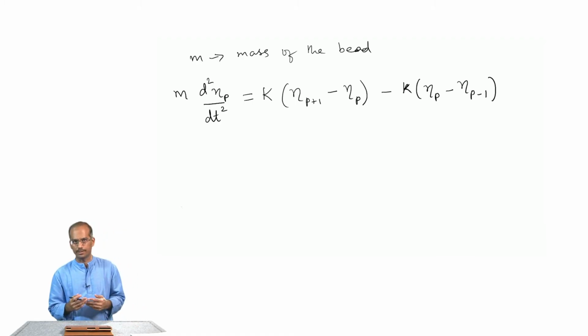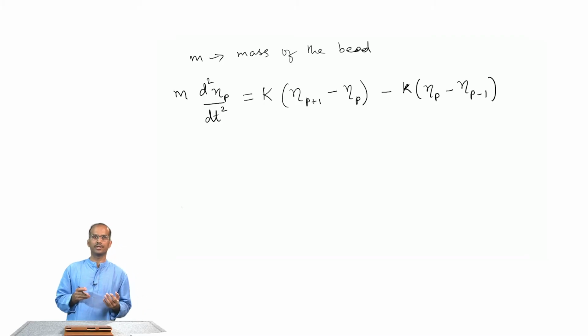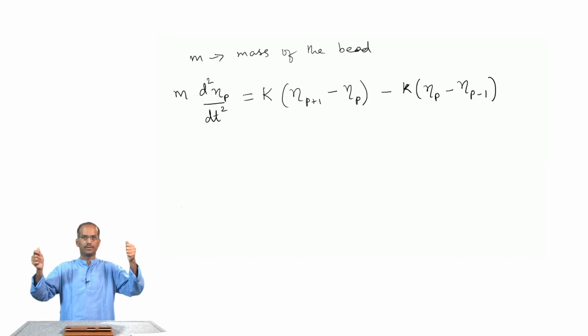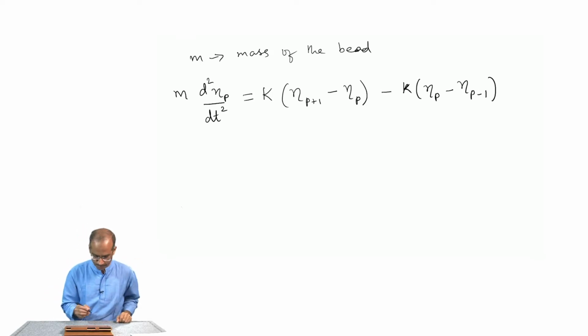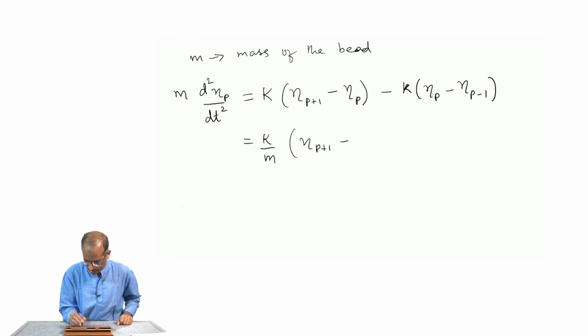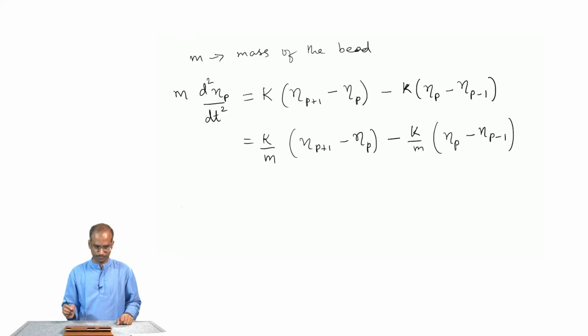I will let you check that this equation of motion indeed gives you the correct limiting case when you hold the p minus 1th bead and the p plus 1th bead fixed in position. So, the only oscillating object is the pth bead at the center. With all this, let me rewrite this slightly differently as k by m into eta p plus 1 minus eta p, minus k by m into eta p minus eta p minus 1.